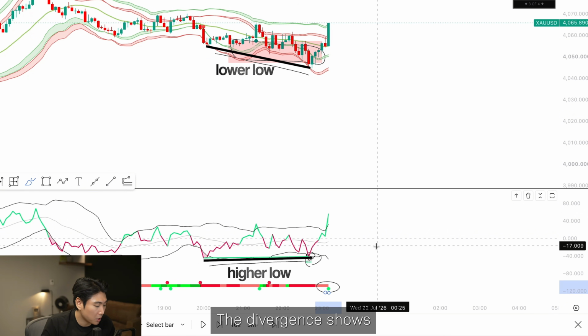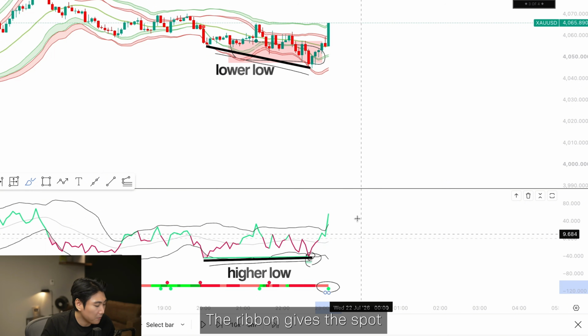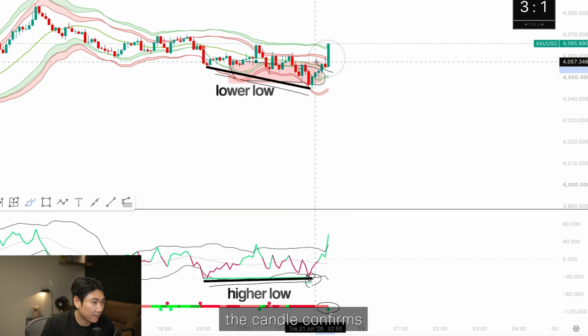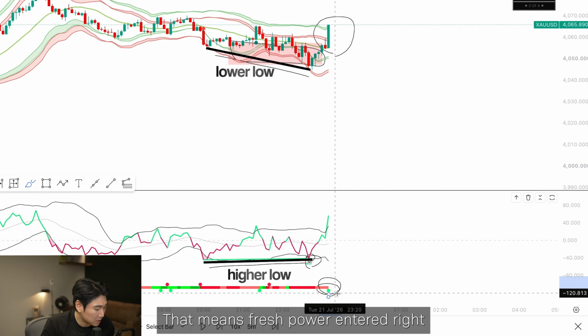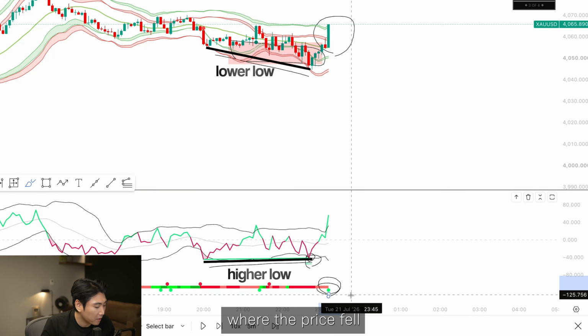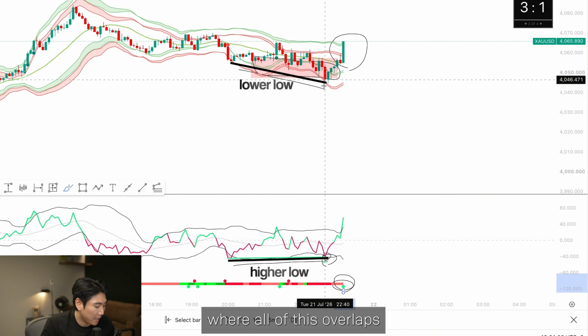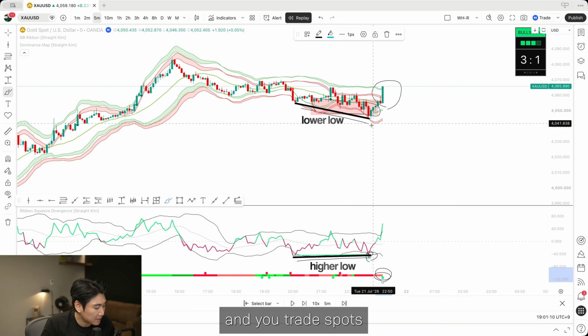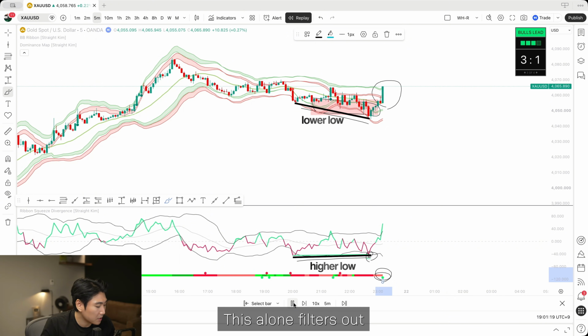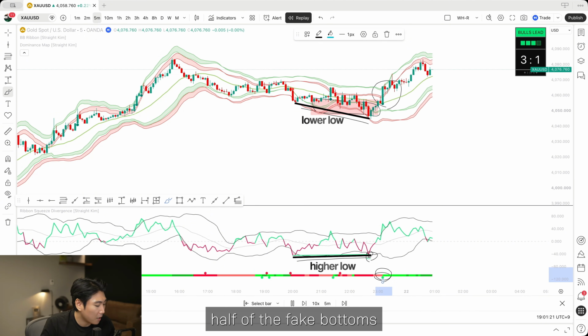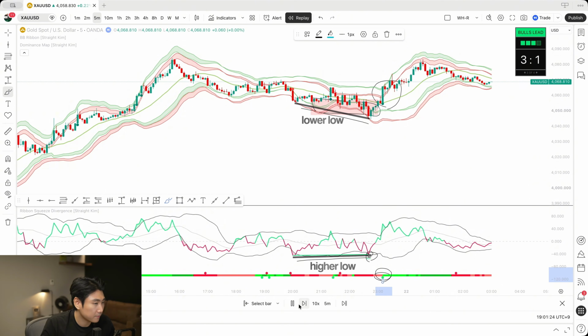The divergence shows the possibility, the ribbon gives the spot, the candle confirms, and the green dot prints. That means buying pressure entered right where the price fell. Take the buy where all of these overlap and you trade spots with a high risk to reward ratio. This alone filters out half of the fake bottoms.